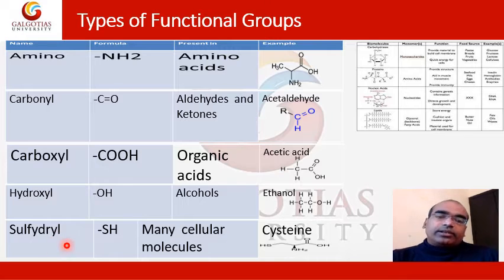And sulfhydryl represents SH. It is present in many cellular molecules. Here it is in cysteine. You can see the SH group, sulfur and hydrogen, attached to this carbon atom. So this creates cysteine. So these are the various types of formulas, and they are present in these categories, and these are examples.